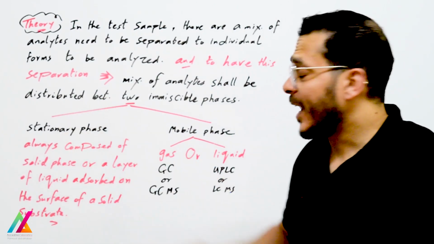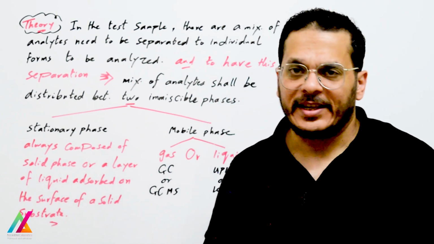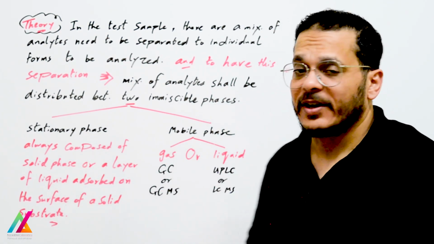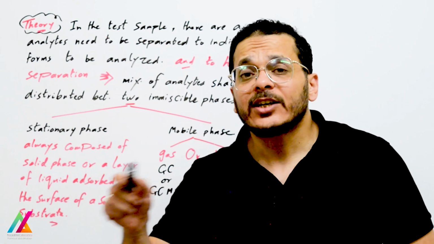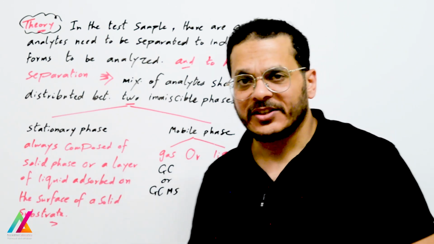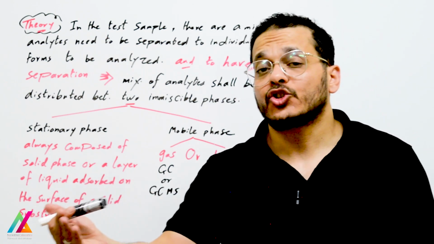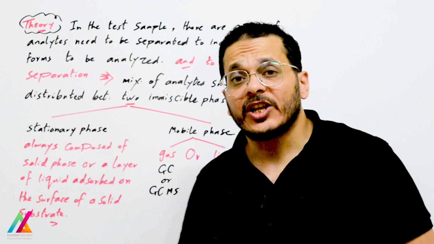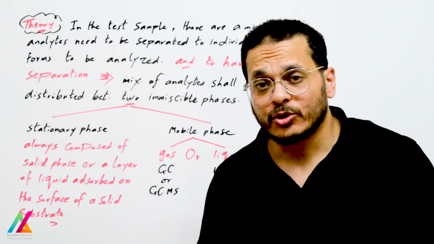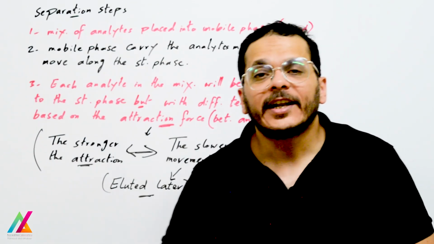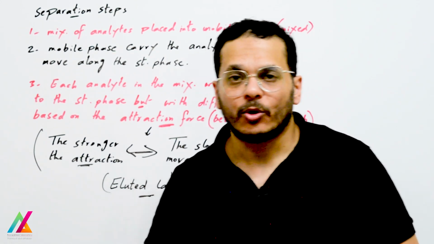And to have this separation, the mixture of analytes shall be distributed between two immiscible phases: stationary phase and mobile phase. The stationary phase is always composed of a solid or a layer of liquid adsorbed on a solid substrate, and the mobile phase can be gas or liquid. Gas in the case of gas chromatography or GCMS, and liquid such as UPLC or LC, liquid chromatography, or LCMS. And finally, the separation steps: how to separate a mixture of analytes into its individual forms or components.